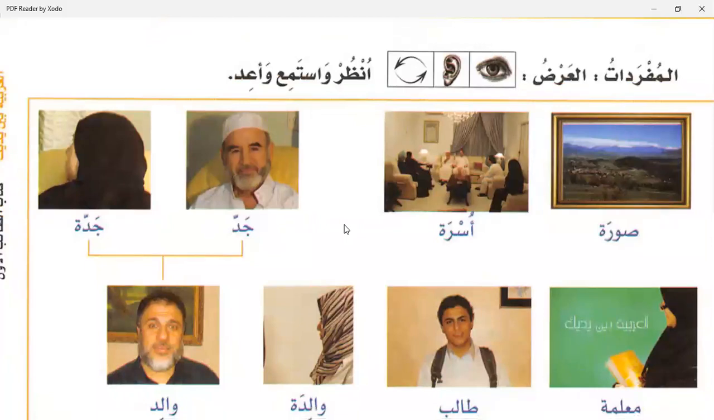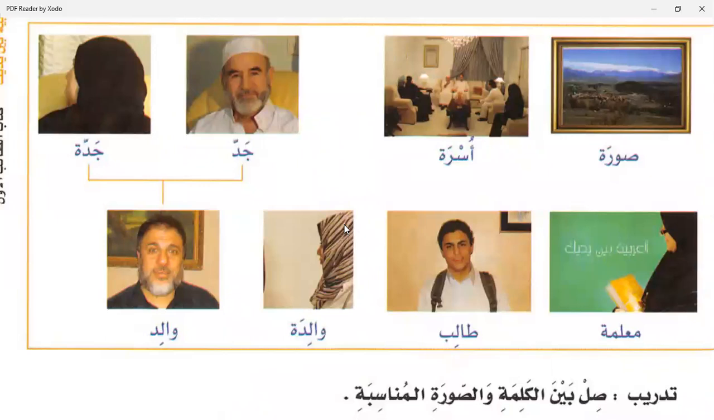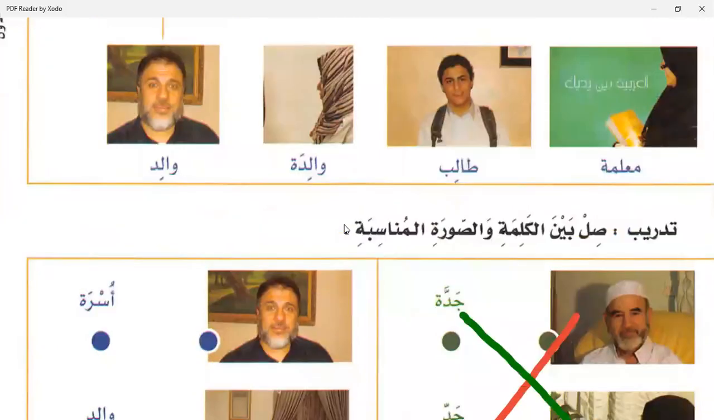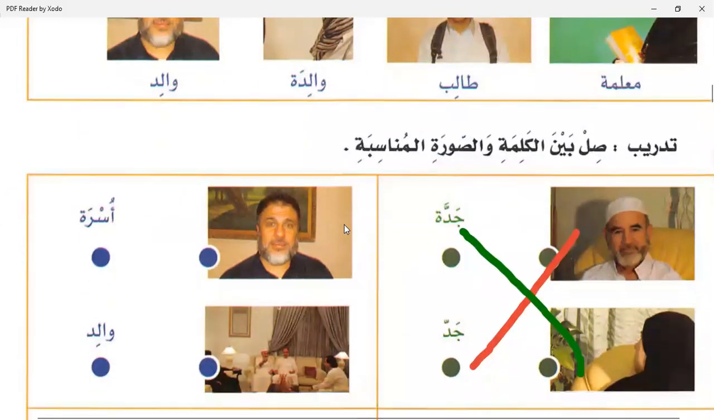Okay. Al-Mufradat: Al-Ardu, Unzur, Wastami', Wa'id, Surah, Usra, Jad, Jadda, Muallima, Talib, Walida, Walid. Okay, At-Tadrib means exercise. Bayna al-Kalimati wa Surati al-Munasiba. Connect between the word and the appropriate picture.